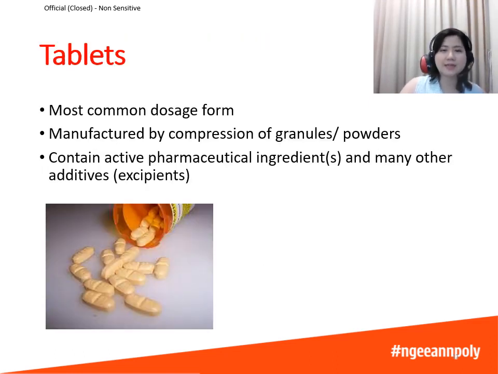Next, let's look at tablets, which are the most common dosage form. Tablets are manufactured by compressing granules or powders together. They contain the drug, which is called the active pharmaceutical ingredient, and many other additives, which are called excipients.